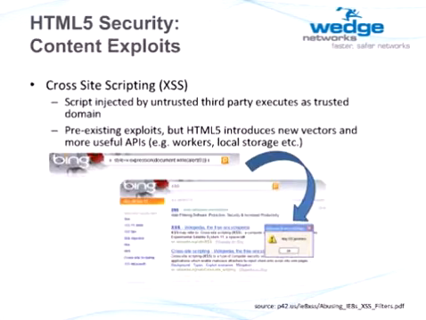Now, what about content exploits? Well, cross-site scripting is nothing new, but it's certainly one of the biggest threats when it comes to content. It's when script is defined as script being injected by an untrusted third party and it executes in a trusted domain. And of course, there's pre-existing exploits, but HTML5 introduces new vectors and much more powerful APIs. And we'll talk a little about those as well, web workers and local storage, for example.